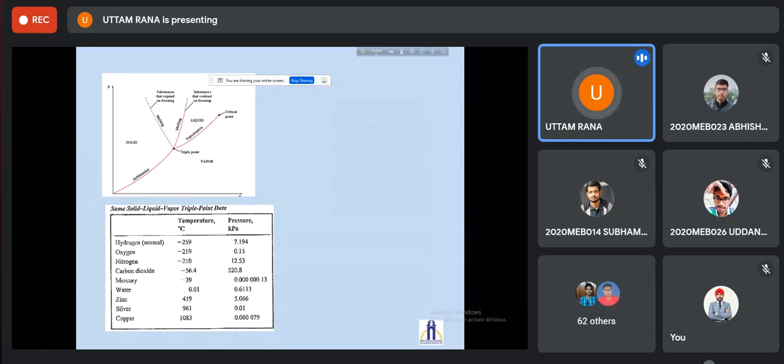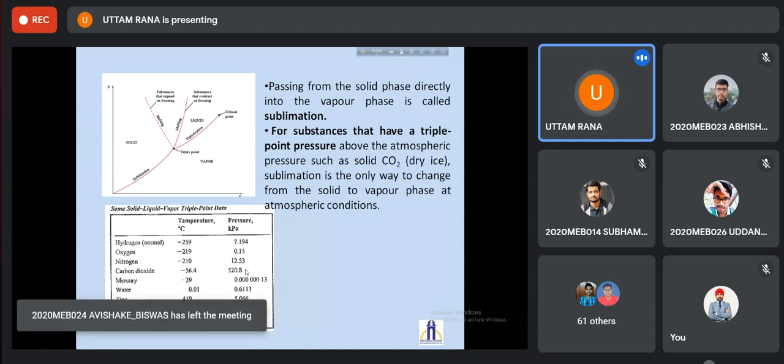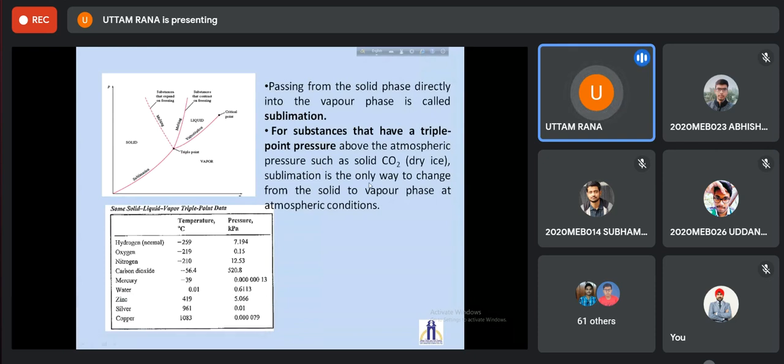Now, what is the specialty for carbon dioxide? Passing from the solid phase directly into the vapor phase is called sublimation. We have already discussed this. For substances that have a triple point pressure above atmospheric pressure, for example carbon dioxide, sublimation is the only way to change from the solid state to the vapor phase at atmospheric conditions, because they are already in the zone below the triple point.